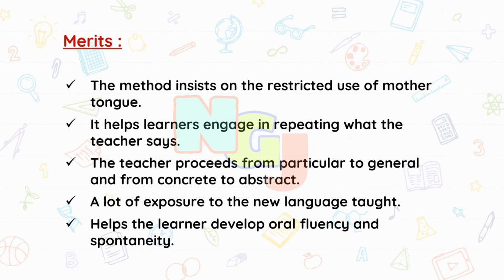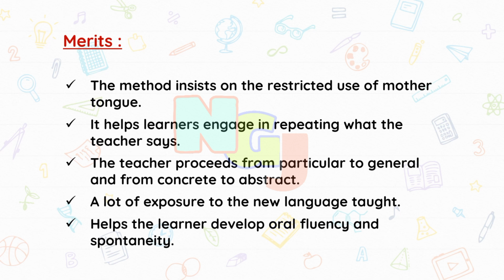This method insists on prohibition of mother tongue. So there is complete restriction of the use of mother tongue either for the teachers or for the students. So both of them have to use only the target language or the English language in the classroom. And next is that it helps the learners to repeat whatever the teacher says. Only then they'll be able to get the correct pronunciation. So the teacher has to be more efficient in pronouncing the words correctly. Next, the teacher proceeds from particular to general and from concrete to abstract. This is what we saw in the features of direct method.